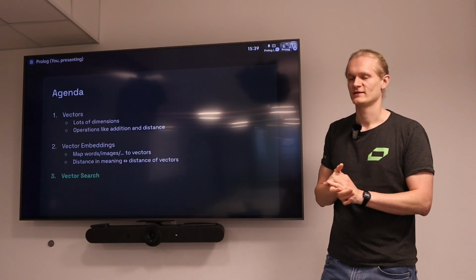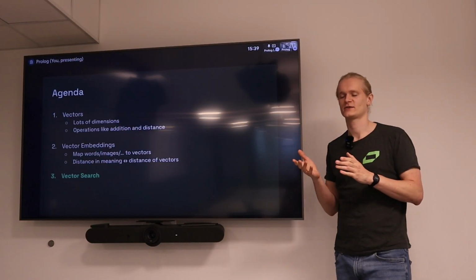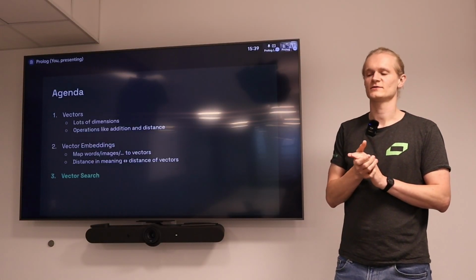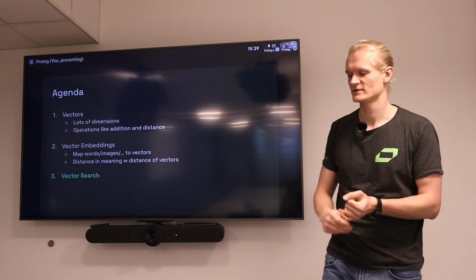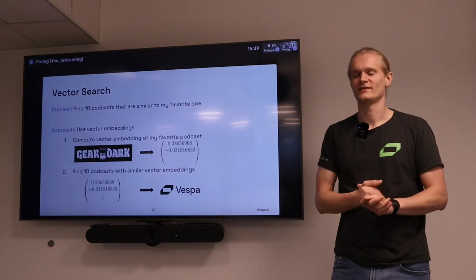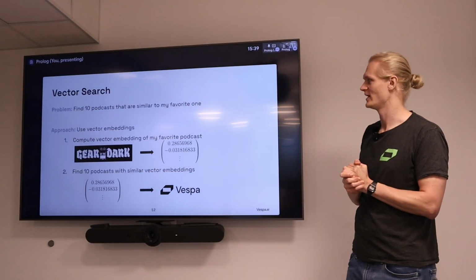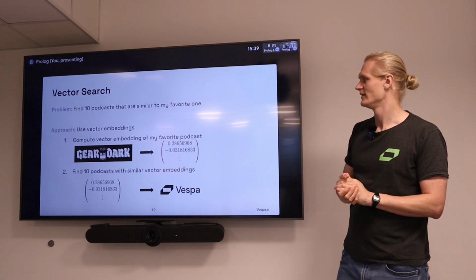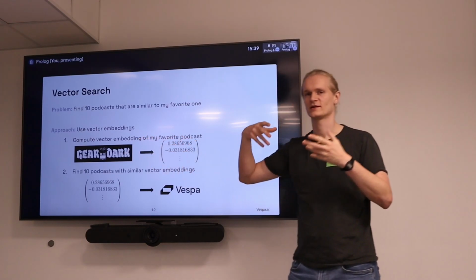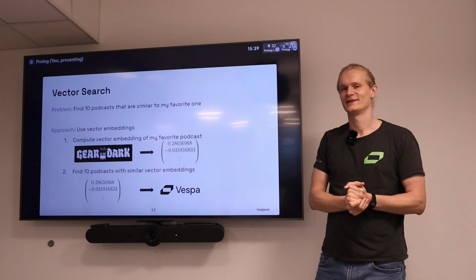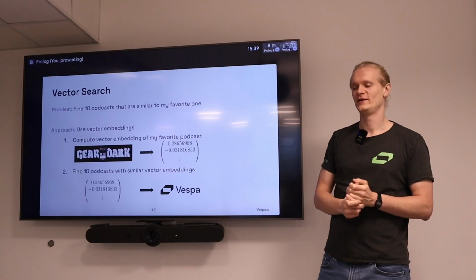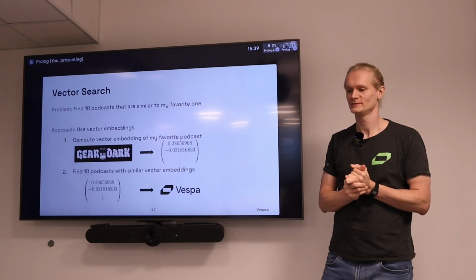And now we get the second part in my title, the vector search. Because why would you want to search for vectors? Well, consider this example. I want to find 10 podcasts that are similar to my favorite podcast. And my favorite podcast is Gear of the Dark. It's a podcast about guitars and guitar gear, and also really funny stories that happened on tour.